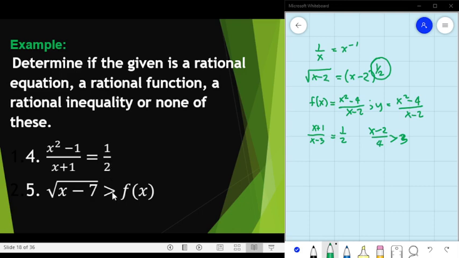And the last one, number 5, since the x is inside the square root symbol, f of x here is not considered as a polynomial expression. So that's why it is not a rational equation, rational function, or rational inequality. Therefore, we consider this one as not a rational expression, or we are going to answer none of this.